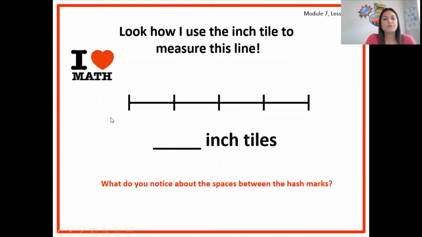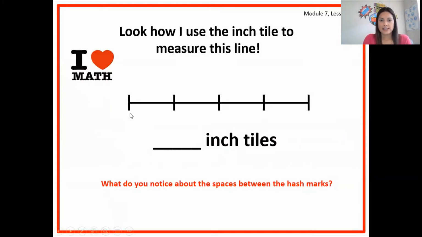So now I already have my lines. You can see them. But now I want you to think, what do you notice about the spaces between the hash marks? Look at the hash marks, right? Remember, every line that we made is a hash mark. What do you think the space between one hash mark and the next hash mark means? That means that each hash mark is a new inch, right?